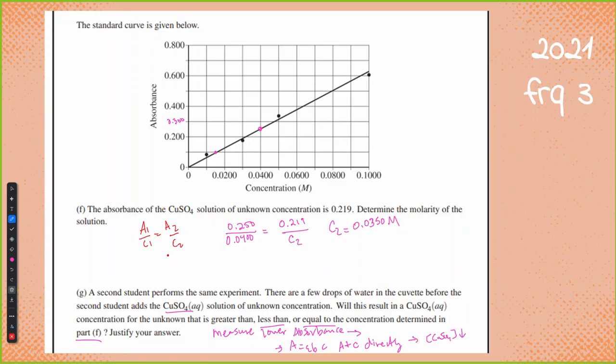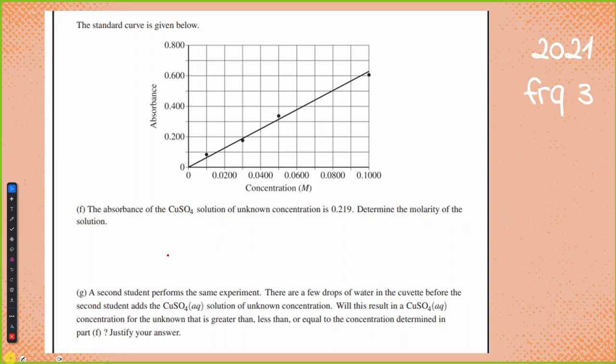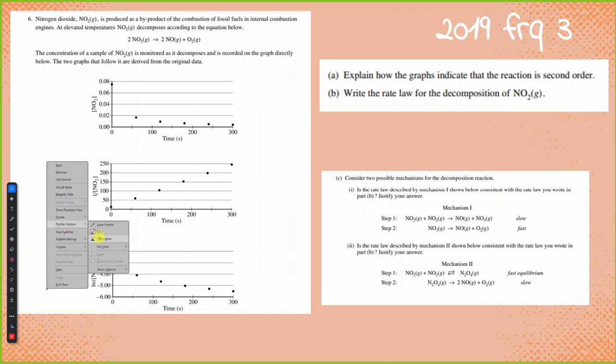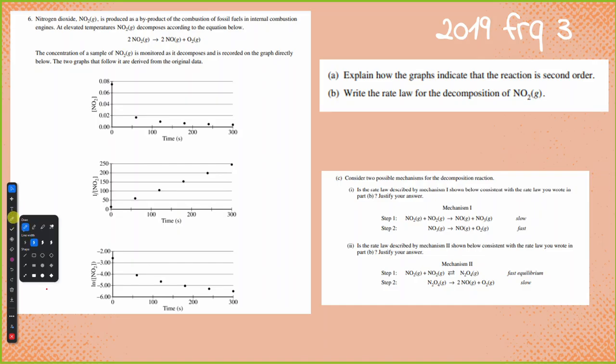And then we can trash that pointer and move on. All right, so here we have, I'm going to get rid of your options. It's bothering me. Nope, it's not allowing me to erase. Okay, I guess not. All right, we'll go back here then. Nitrogen dioxide, we have 3 graphs here.